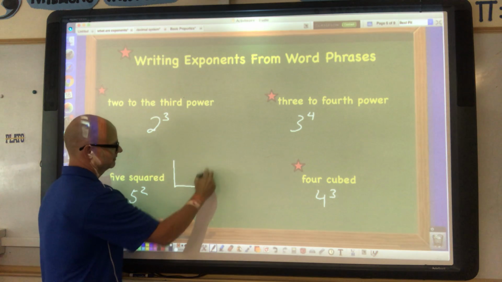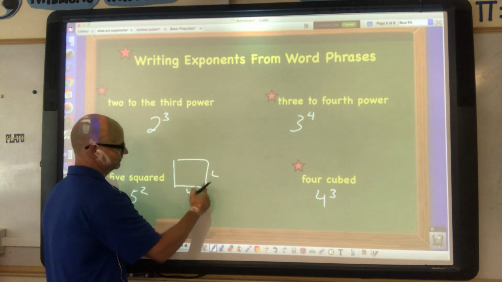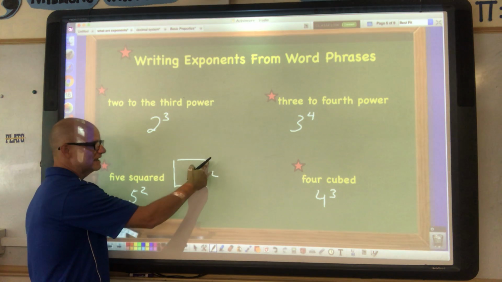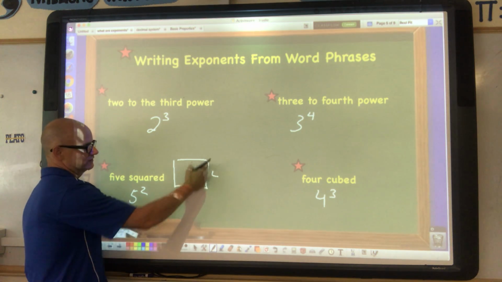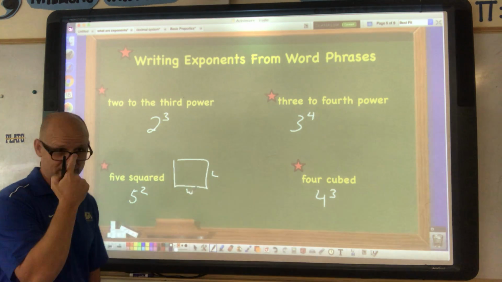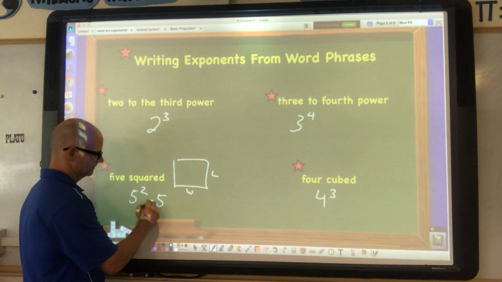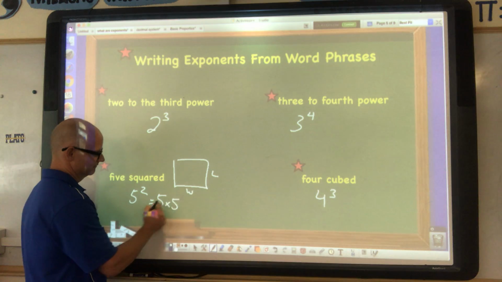Because a square has a length and a width that are the exact same. The dimensions are the exact same. So if this is 6 and this is 6, that's a square. So you're using the same length by width. 5 times 5.